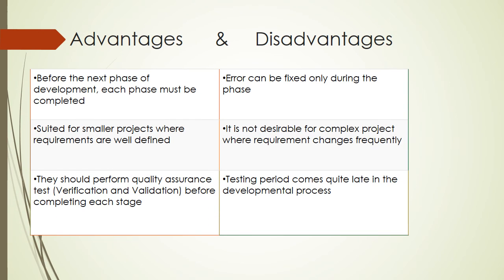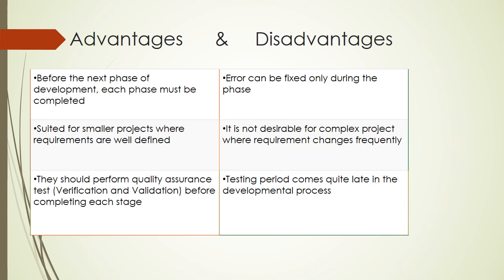The advantage of the waterfall model is that each phase must be completed before the next phase of development. It is suited for smaller projects where requirements are well defined, and they should perform quality assurance tests, verification and validation before each stage. Verification and validation is done by people who are programming or coding, or system developers. Right? The disadvantage is errors can be fixed only during the phase. So if there's an error in phase 3, you can only fix the error during that phase.